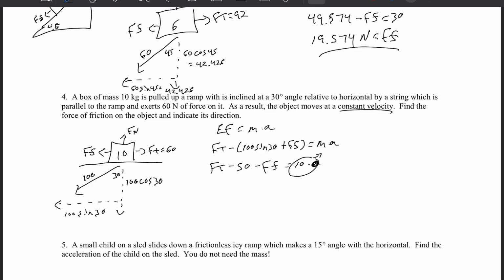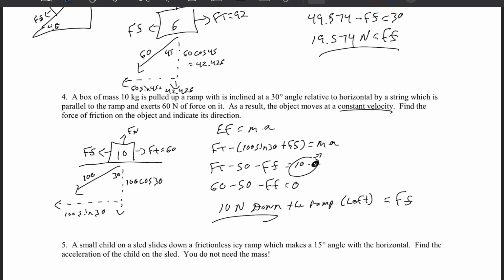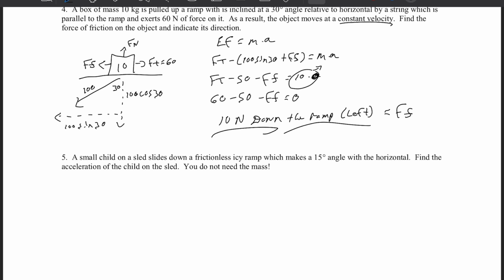So if we go ahead and put in our force of tension of 60, 60 minus 50 minus force of friction is 0, so add force of friction to the other side, do the math. 10 newtons down the ramp, or down the ramp to the left, however you want to look at it, left and down are going to be the same thing. It's definitely not up or to the right. So down the ramp and to the left is our force of friction. Because if it says indicate the direction, go ahead and state it out. It's not going to hurt you. It takes 1 extra second.